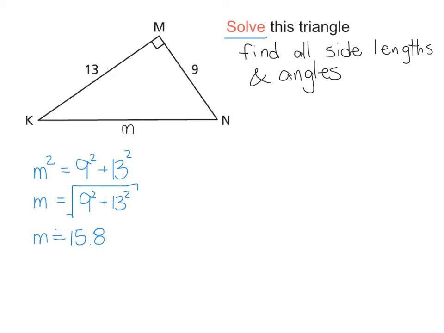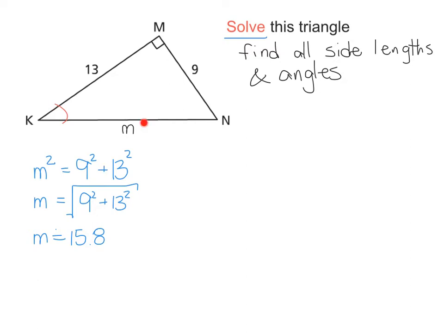Finding the length of the missing side is pretty straightforward. It's a Pythagorean theorem question, and we're pretty good at those, so we don't need to spend time on how to solve for that side. What we'll start to focus on is solving for one of our angles. Let's start with angle K. For angle K, we have an opposite side. The side that's 9 units long is across from K.